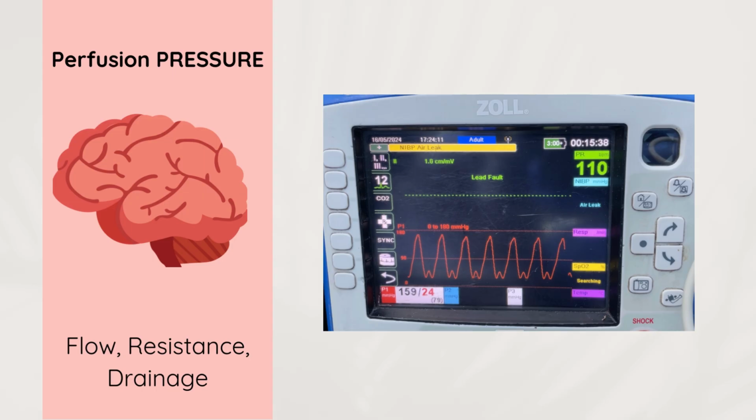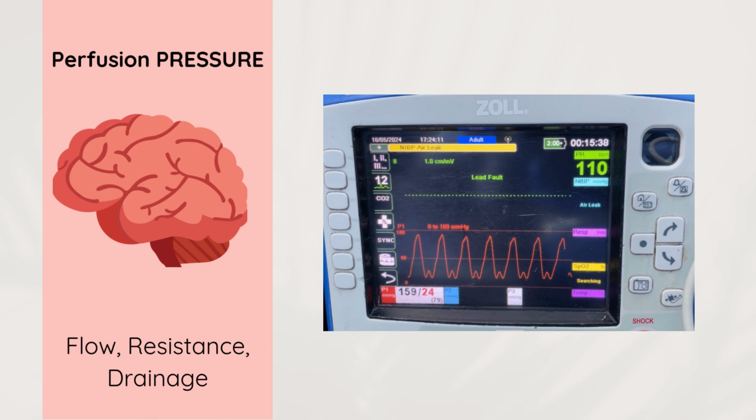Now, we've already gone through a few of the goals of care that we try and achieve during cardiac arrest resuscitation. Let's move on to another goal now, which is perfusion pressure. We want to be able to achieve an adequate coronary perfusion pressure, and that's because myocardial blood flow is a major determinant of resuscitation success.